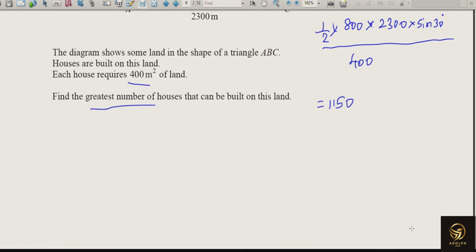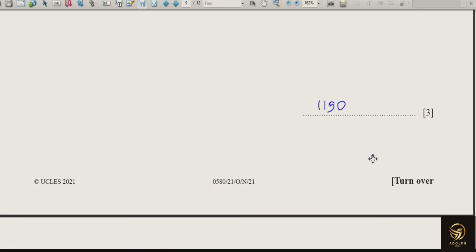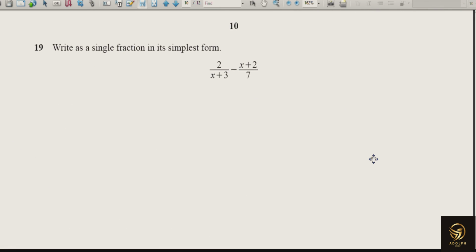So we got that exact answer. Suppose it's going to be like 1149 point something, with any decimal values, then we just have to take only the whole number, but it's a fully whole number. Maybe to confuse you, they have given it. Okay, next question is: write as a single fraction in its simplest form.